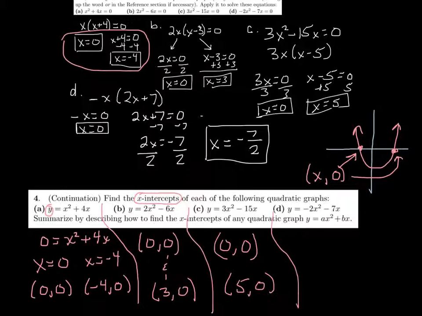And the last one, D. D was right here. It's the same function equals 0. So we do the same thing, same idea. The zeros here would be 0, 0, and -7/2, 0.